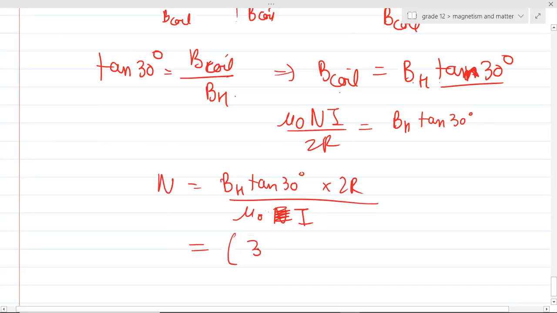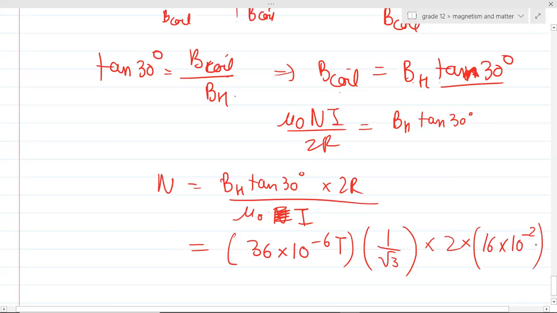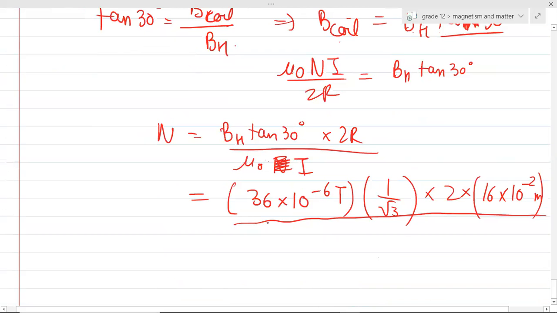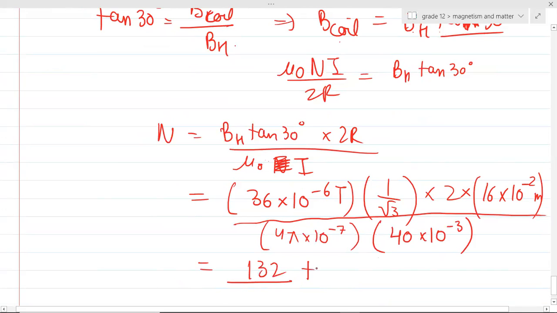The horizontal component is given as 36 microtesla. Tan 30 is 1 by root 3. 2 is 2. Radius is 16 centimeter. Can you see I'm writing everything in SI? Divided by mu naught, whose value I will write as 4 pi into 10 to the power minus 7. And current was how much? 40 milliamp. So I think it is calculatable, right? When we do it, the answer will come at approximately 132 turns.